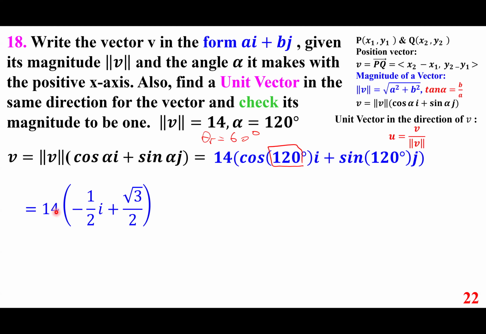So obviously, if you distribute, this becomes minus 7i, this becomes 7 square root of 3 j. So that's pretty straightforward, everybody.